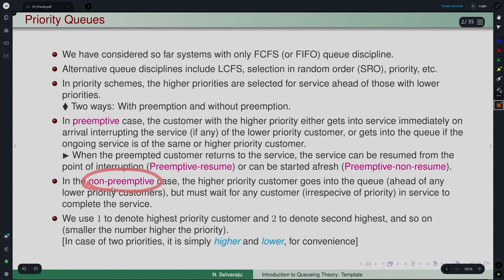So that is the non-preemptive case, okay. And it is convention to use the lower numbers to denote the higher priorities. So we may use 1 for the highest priority and 2 second highest, 3 the third highest, and so on. In case of 2 priorities, we might use simply 1 and 2, where 1 could be referred to as higher priority and 2 as lower priority, higher and lower, since there are only 2, so you could also call them that for convenience.